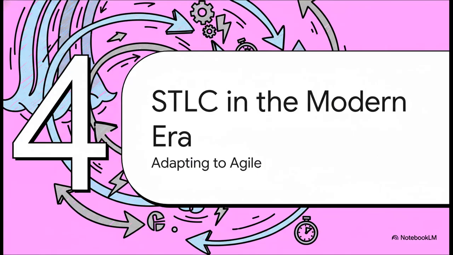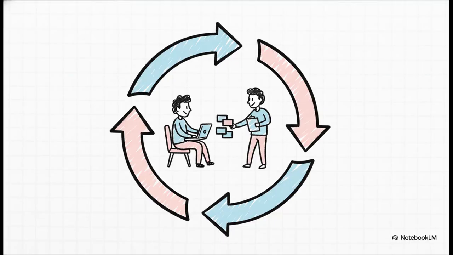Now, you might be thinking, this all sounds pretty rigid, a little old school. But what's cool about the STLC is how surprisingly adaptable it is. Let's see how it fits into the super fast-paced world of modern development, like Agile. So in the Agile world, the STLC doesn't just disappear. It gets put on fast forward. The phases start to overlap and run in these short, continuous cycles that line up with development sprints. And this means testers and developers aren't in separate rooms anymore. They're working side by side, collaborating constantly.